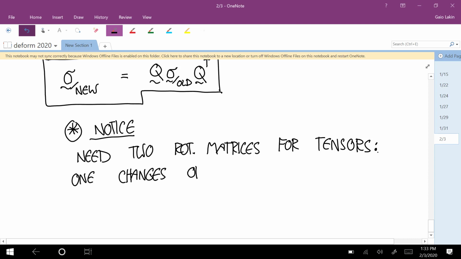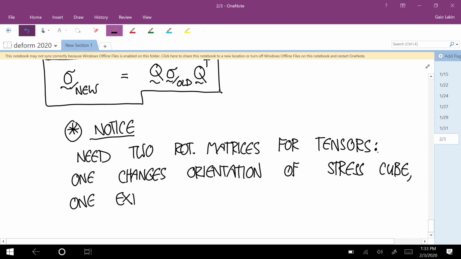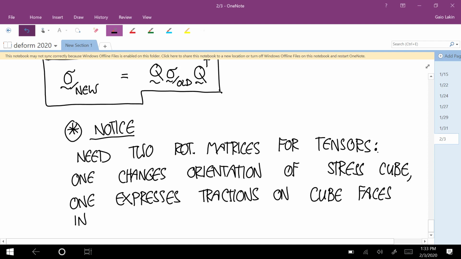One changes the orientation of the stress cube, or the axes, means the same thing. And then the other one expresses the tractions on the cube faces in the new coordinate system.